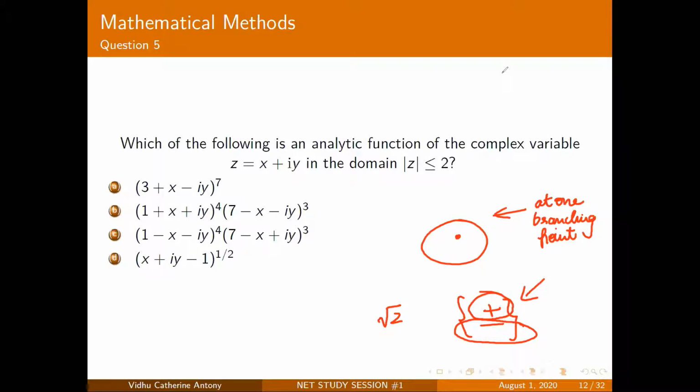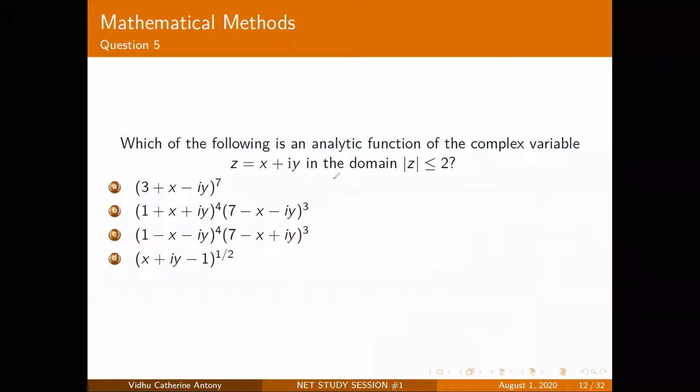They asked for which of the following are not analytic. So we've decided that this is not analytic, this is not analytic. Now, because you have a root over here, this is not going to be analytic because they have multiple branching points. So this is the answer. It's option B.